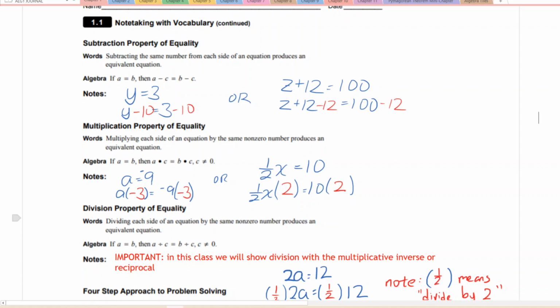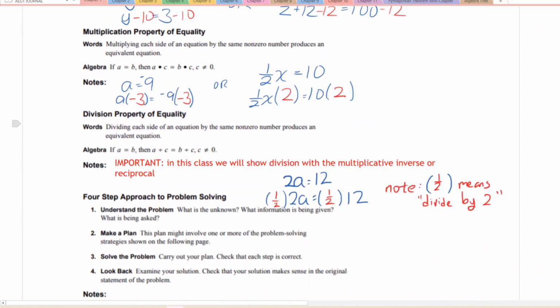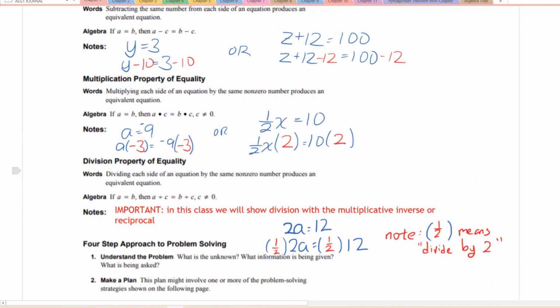Now there's something similar for multiplication, and I got to tell you, this is where some students start to flounder a bit. So we've got a is equal to negative 9. Well, if we multiply by negative 3, then we got a multiplied by negative 3 equals negative 9 multiplied by negative 3. Again, this is making the equivalent equations, I'm going from an easy equation to a more complex equation. So that's not what we want to do in mathematics.